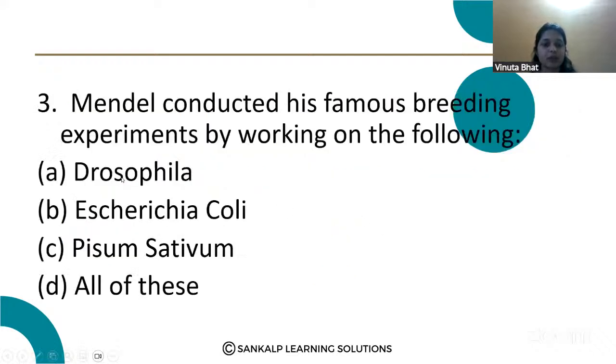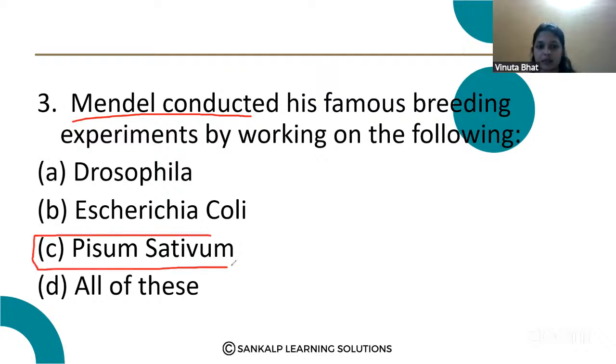Next question. Mendel conducted his famous breeding experiments by working on the following. Option A, Drosophila. Option B, Escherichia coli. Option C, Pisum sativum. Option D, all of these. The correct answer: Mendel selected the plant Pisum sativum, which is nothing but the pea plant. Pisum sativum means pea plant. He selected this plant for his experiment.